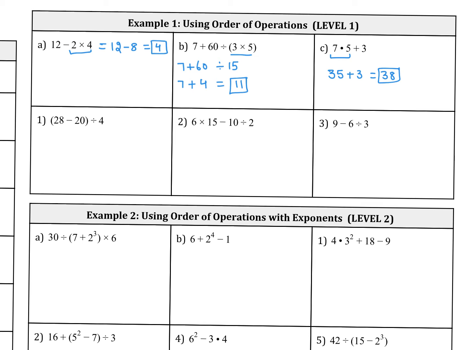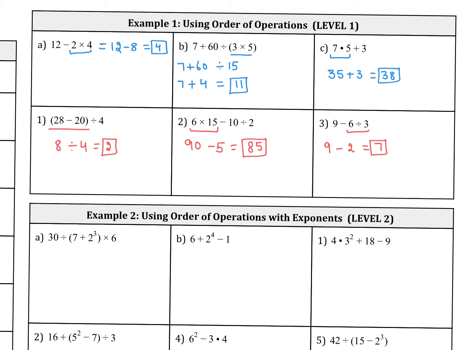So for number 1, you're going to solve the parentheses first because that's the first step in order of operation. So you get 8, and then divide by 4, you get 2. So for number 2, you're going to do the multiplication and division. They are at the same level, but whatever comes first from left to right, you do that. So 15 times 6 is 90, and 10 divided by 2 is 5. And then at the end you're going to do the subtraction, so the answer is 85. Similarly for number 3, first comes the division, so 9 minus 2 is 7.